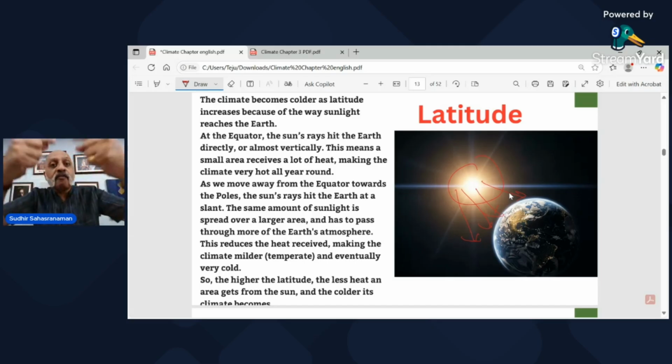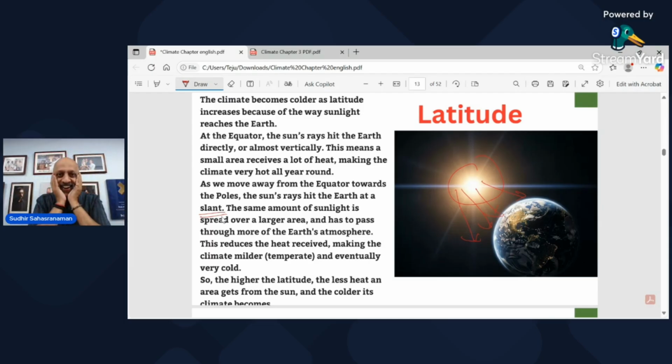As we move away from the equator, go upwards or go downwards on the globe, the sun's rays are hitting at a different angle, right? They're hitting at a slant, right? What we call a slant. Please read this answer. You will understand what I'm talking about. The same amount of sunlight is therefore now spread over a larger area. Earlier it is focused. Now it is kind of spread over a larger area.